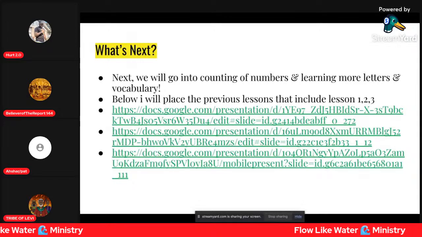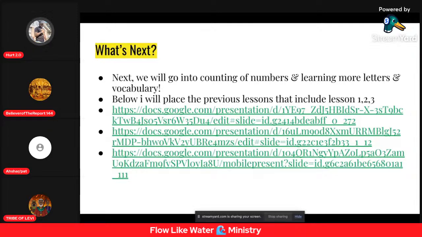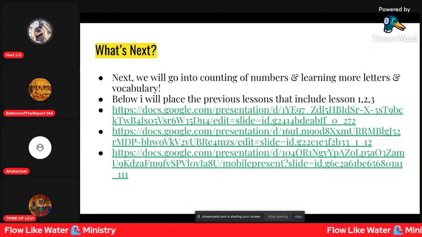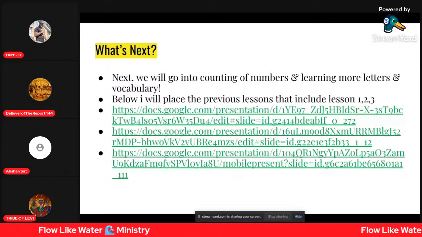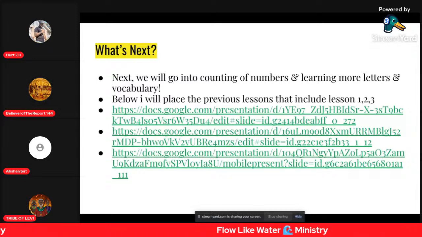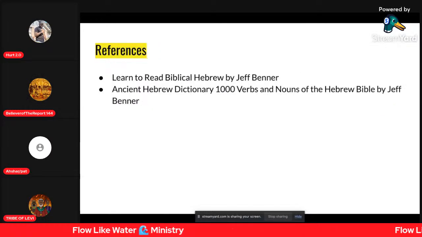What's next? Next, we will go into counting of numbers and learning more letters and vocabulary. Below, I will place the previous lessons that include lesson 1, 2, and 3, and below those are Google Docs for the previous lessons that we went into thus far. But that is everything for tonight.